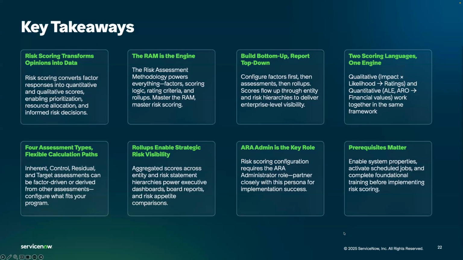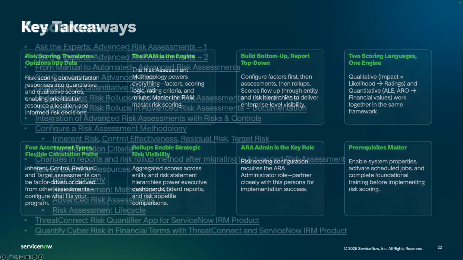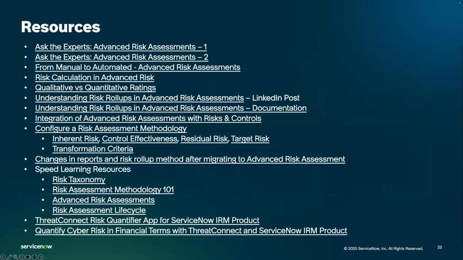Don't skip the prerequisites. System properties, scheduled jobs, and foundational knowledge set you up for success. And finally, the ARA admin role is essential. If you're implementing risk scoring, ensure you have the right access and partnerships in place. Again, thank you for your time. Let's review the resources and then we'll wrap this up.